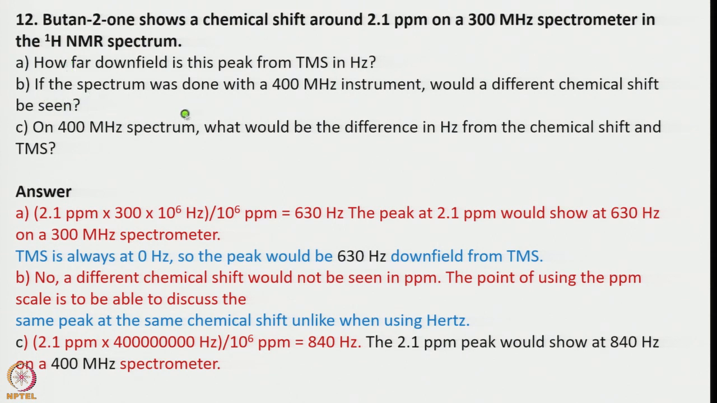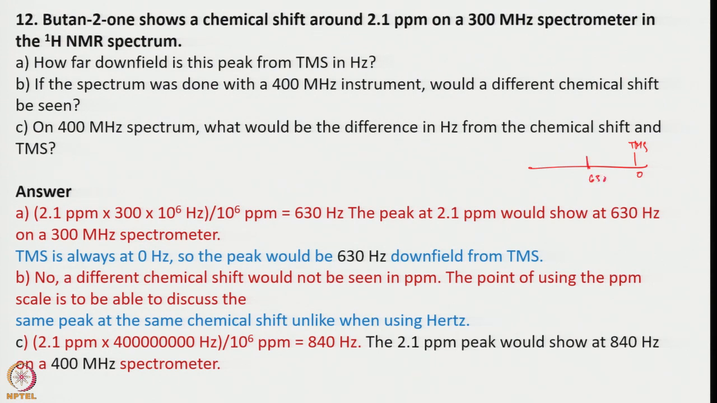First one is, how far downfield is this peak from TMS in hertz? For that, you have 2.1 ppm into 300 into 10 raised to 6 divided by 10 raised to 6, which gives 630 hertz. So the peak at 2.1 ppm would show at 630 hertz on a 300 megahertz spectrometer. So we convert it from ppm to hertz. Since TMS is always at 0 hertz, the peak would be 630 hertz downfield from TMS. If TMS is here at 0, then the peak will be somewhere here, at 630 hertz.